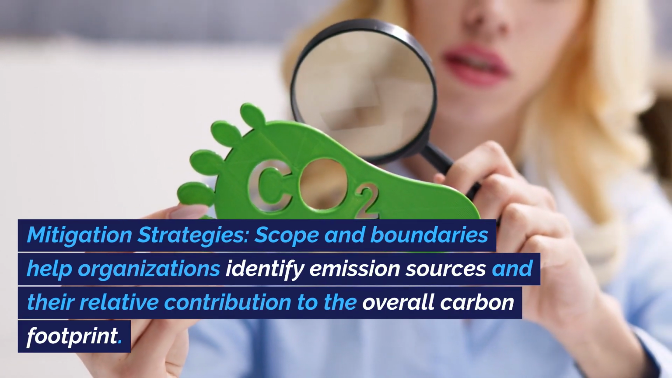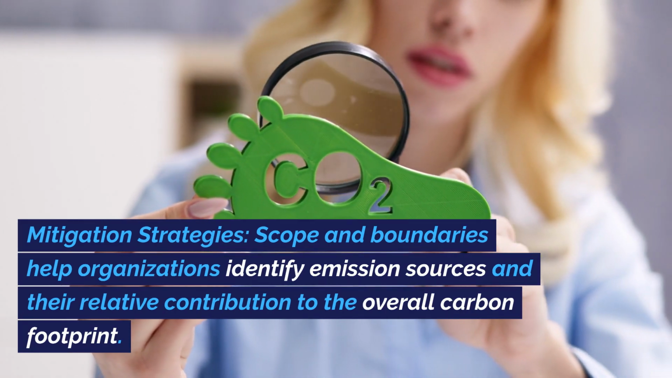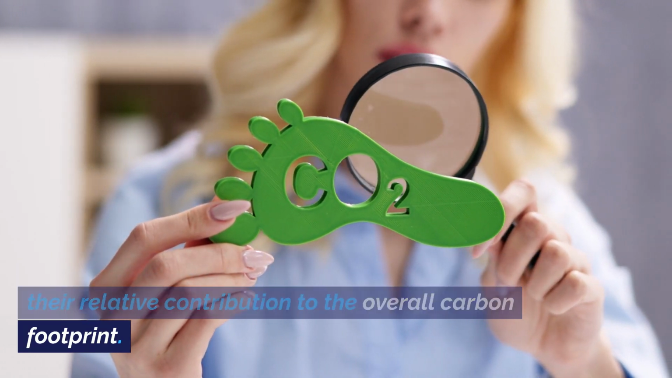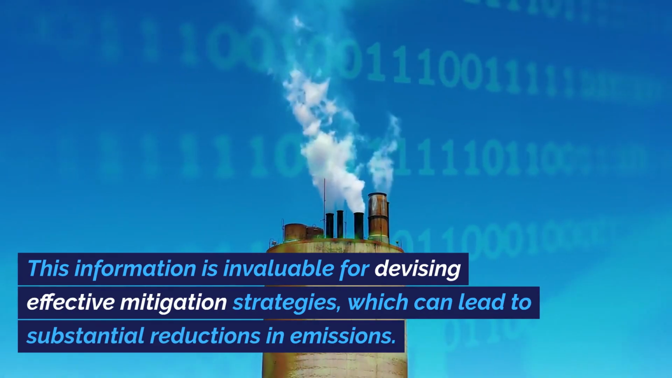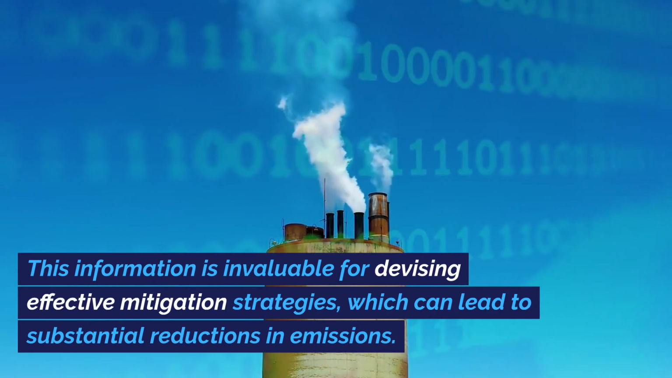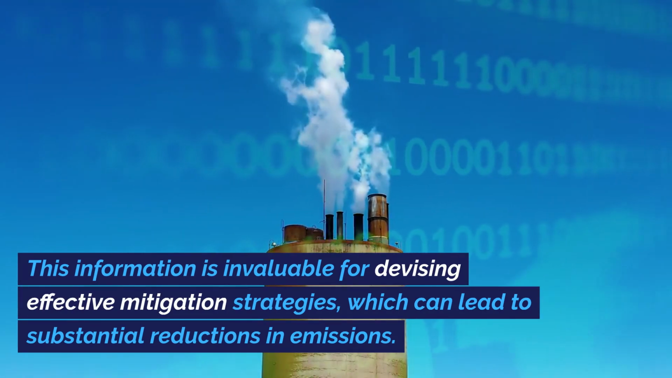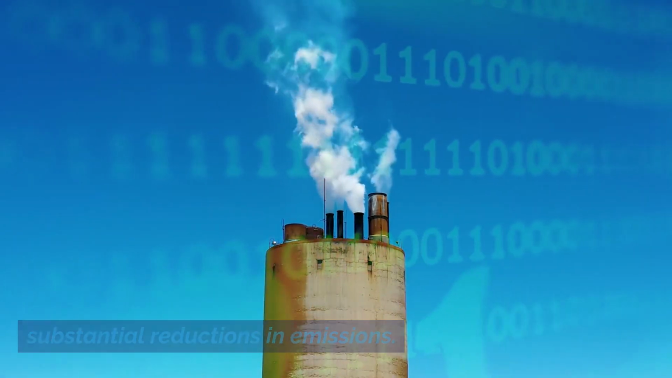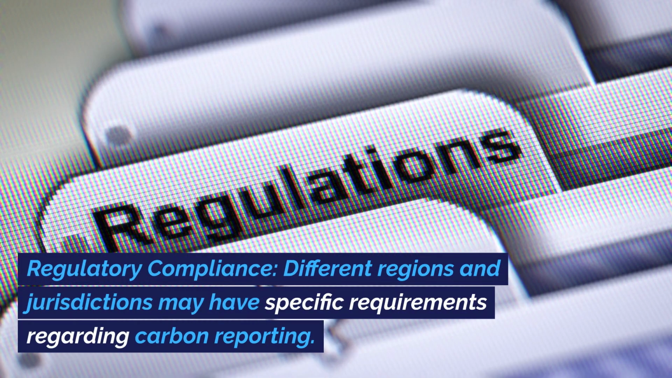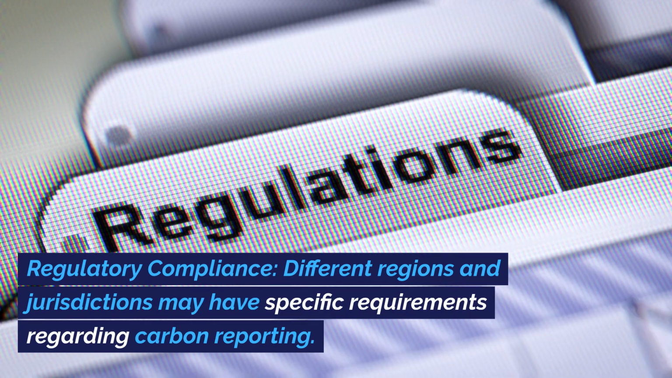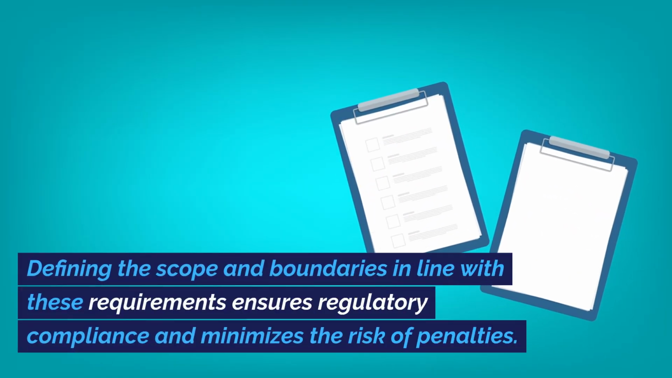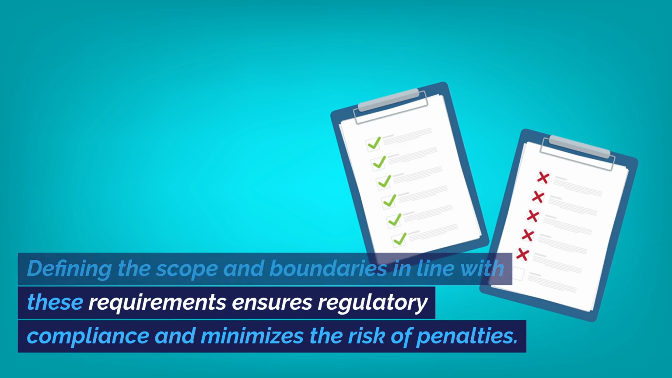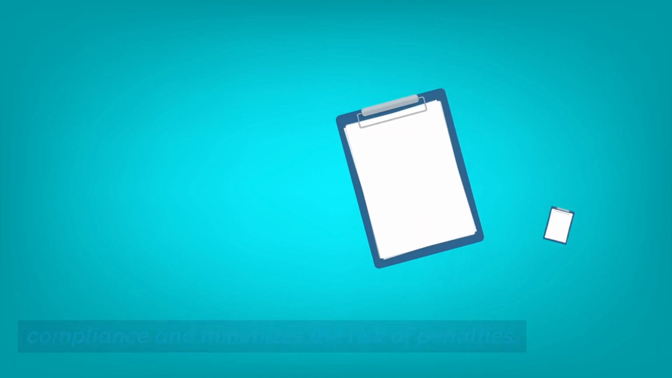There are mitigation strategies. Scope and boundaries help organizations identify emission sources and their relative contribution to the overall carbon footprint. This information is valuable for devising effective mitigation strategies which can lead to substantial reduction in emissions. It's also regulatory compliance. Different regions and jurisdictions may have specific requirements regarding carbon reporting. Defining the scope and boundaries in line with these requirements ensures regulatory compliance and minimizes the risk of penalties.